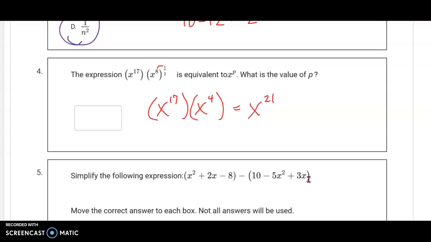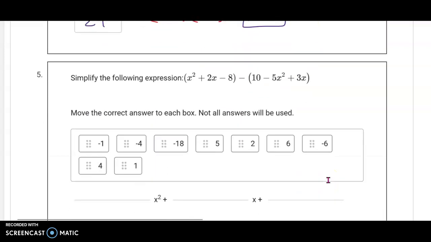But that's not the final answer, believe it or not. It looks like it. Most of the time I'd say, okay, that's it. But look at what it says in the problem. X to the p, it's equivalent to x to the p, just like what we got. What is the value of p? So what it really wants is what is the exponent? And the exponent is 21. So the answer is not x to the 21, it is just 21. Pause the video and try number 5 on your own.